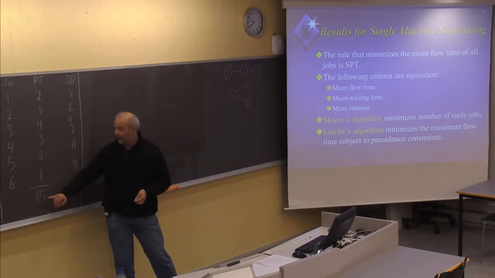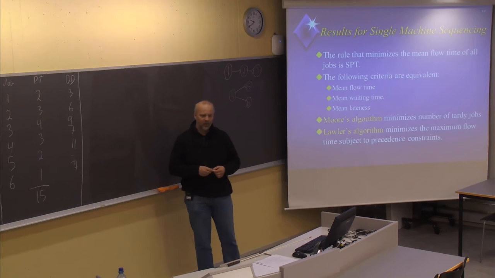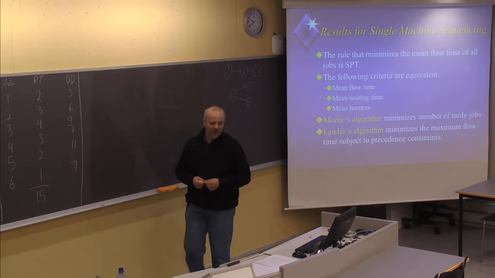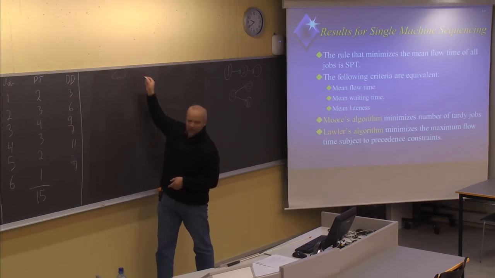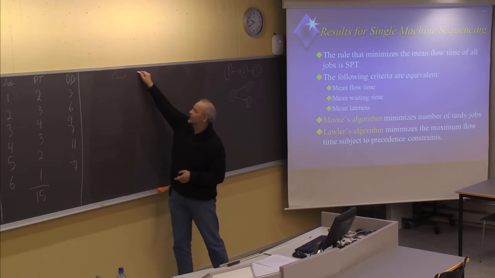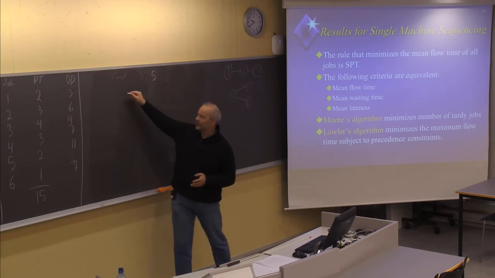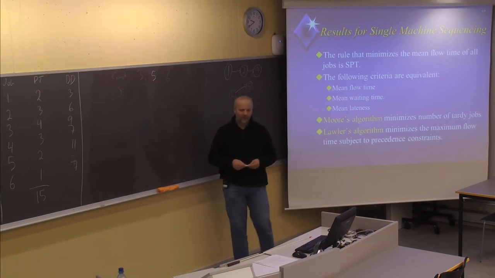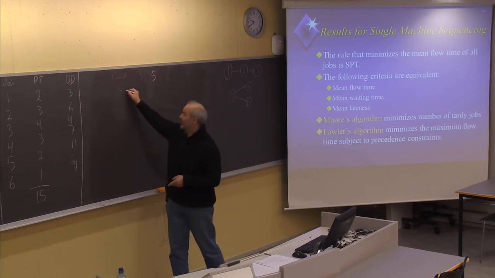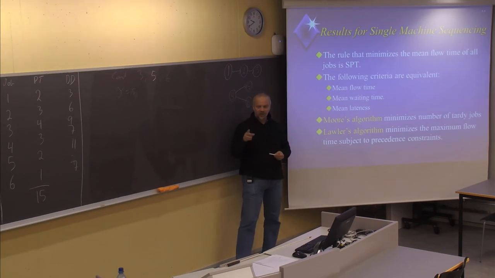We know that the makespan is 15. So the last job will be finished on day 15. So we now have the candidates: number 3, number 5, and number 6. And we can now say that tau, the Greek letter tau, will be the denotation for the makespan. So this is now 15. And this means, in Lawler's algorithm, we should choose the job with the smallest delay in this position.